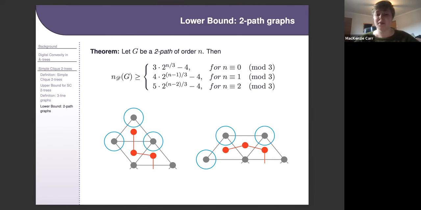So if we have just those 2 cases, then we found that we can pull off those 3 vertices, look at the digitally convex sets in the remaining 2 path graph, and then see what happens when we add them back on. And then by using induction, we were able to prove this lower bound.